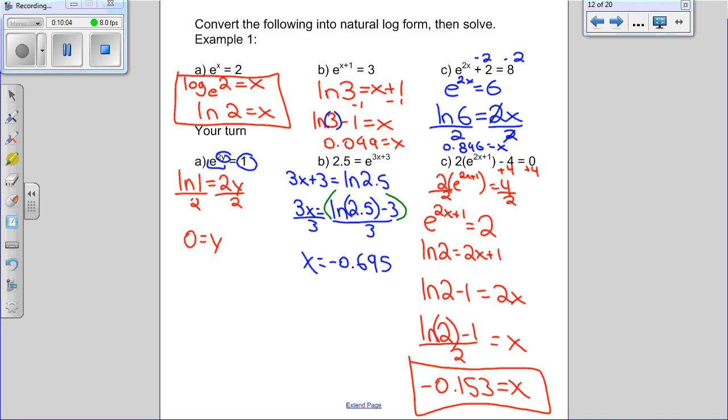And the last one has to do with getting the power by itself. So you can't change things in the log form until the power has been isolated. So I needed to move my 4 over and then divide by 2. Then I had a power by itself. And at that point, I can change it in the log form and calculate what x is.